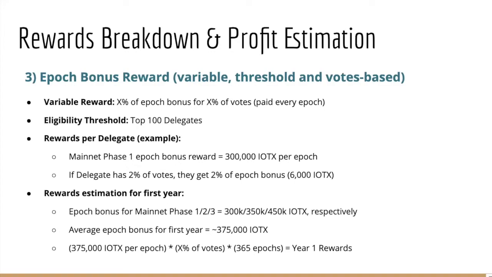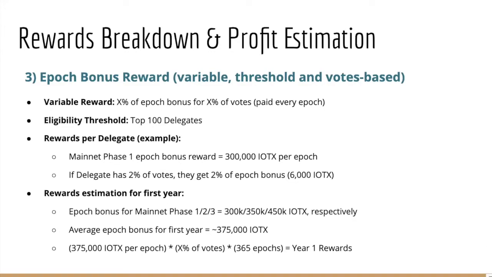For the variable reward, this is much easier to calculate. You get X% of the epic bonus for X% of the votes, and that's paid at the end of every epic. So say, for example, a delegate has 2% of the votes, they would get 2% of the epic bonus, which currently is 300,000 IoTeX per epic.